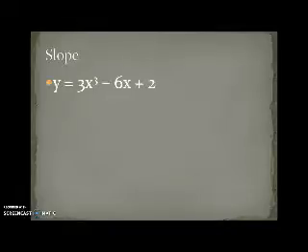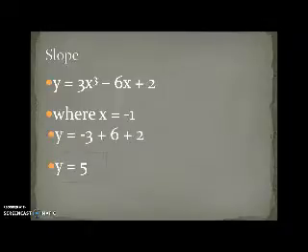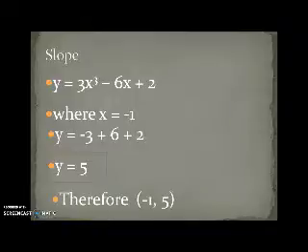In getting the slope, we have to find the point first, but in order to find a point, since we are only given x, we have to find y, and in order to find y, we have to substitute the given x in the main equation, which is 3x cubed minus 6x plus 2. So when we substitute negative 1 into 3x cubed minus 6x plus 2, we would get 5. So 5 would serve as the y coordinate. Therefore, our point would be negative 1, 5.